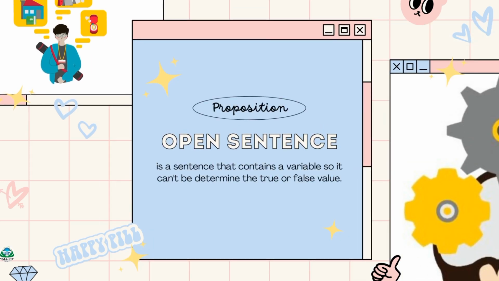Next, proposition. What is a proposition? A proposition is a declarative statement or sentence that is true or false but not both. In propositions, there is also the open sentence. An open sentence is a sentence that contains a variable, so its true or false value can be determined.